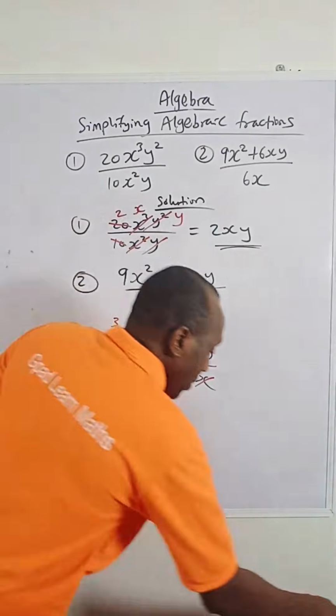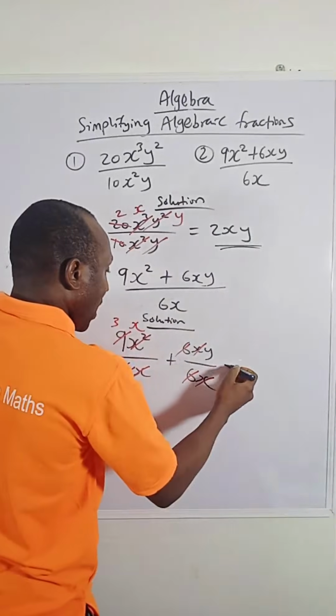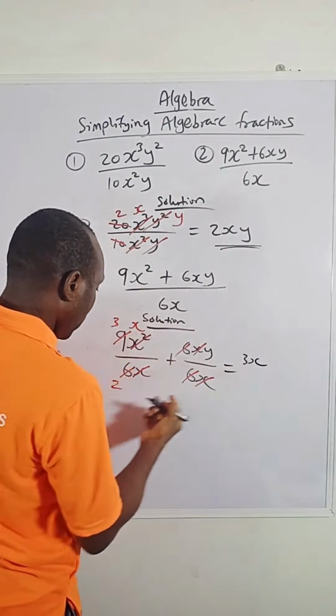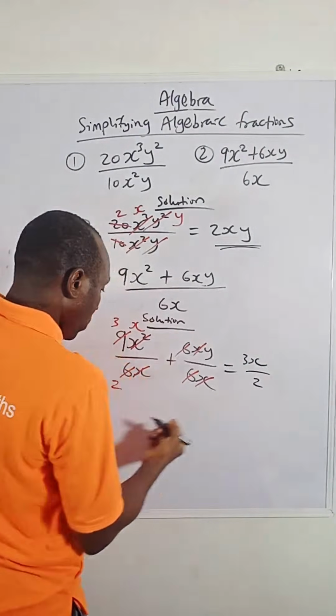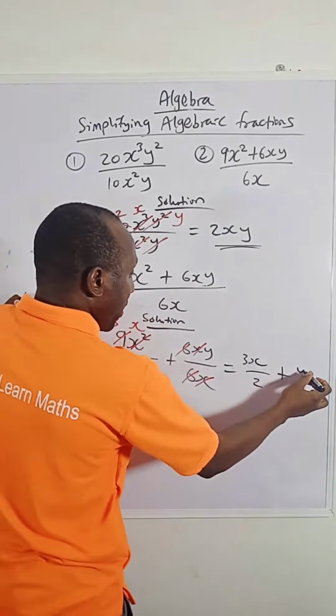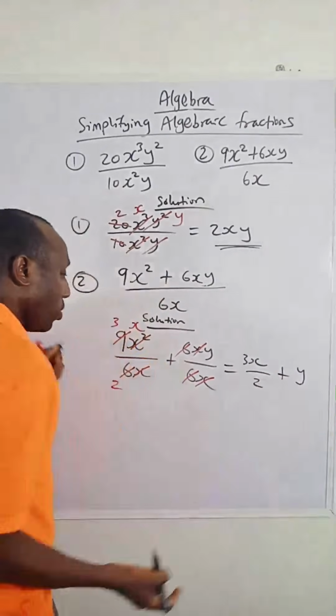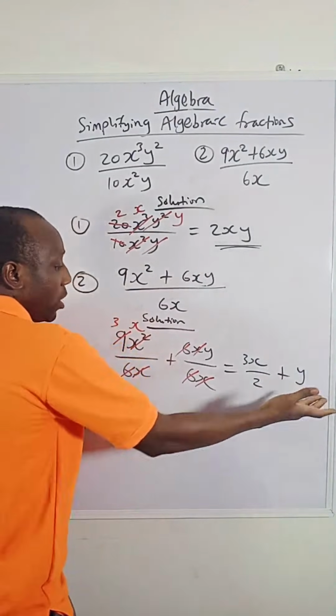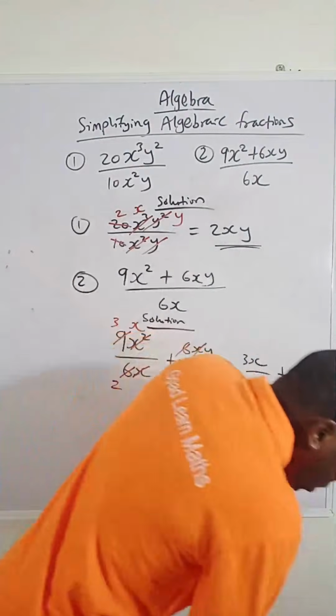So what do we have left? Well, we have 3x over 2, plus what? You just have y here. You can write over 1, but it's okay to also write y. And if you want to add both terms, you can do that as well, okay?